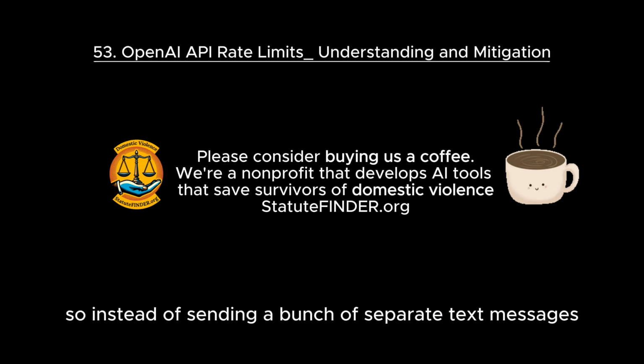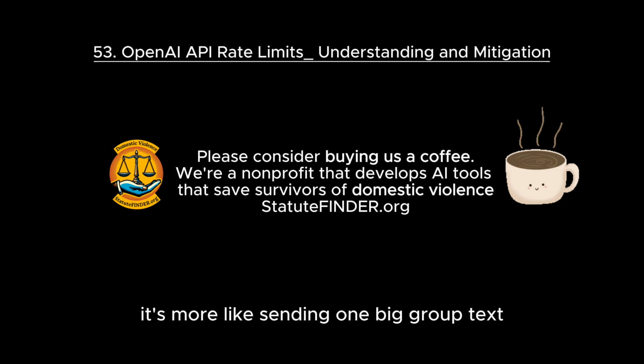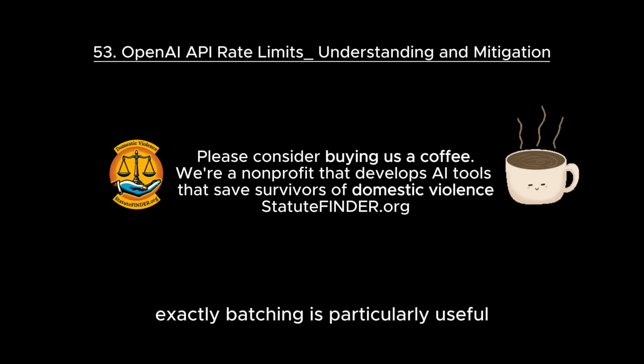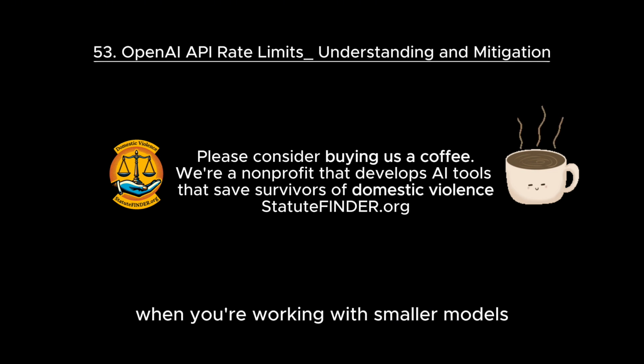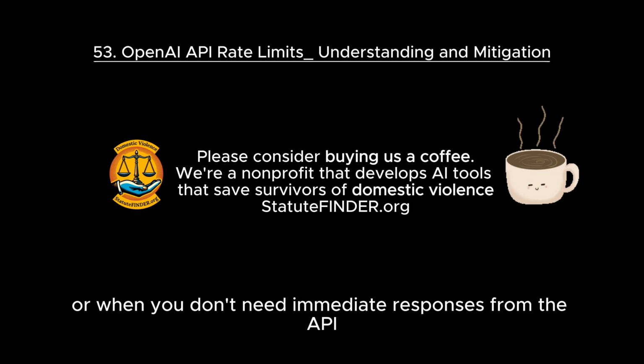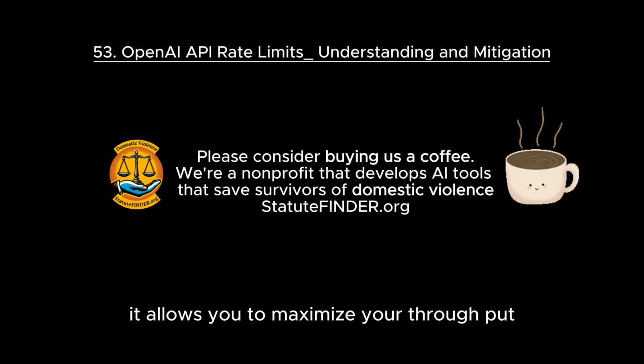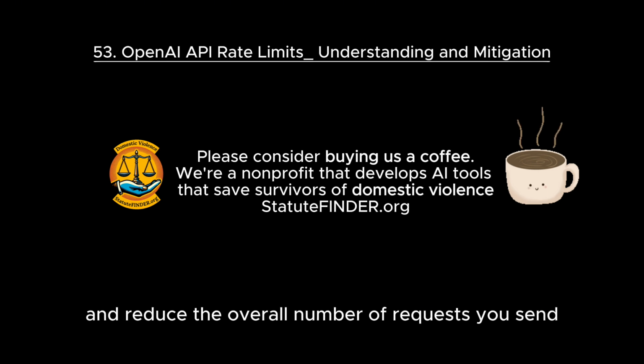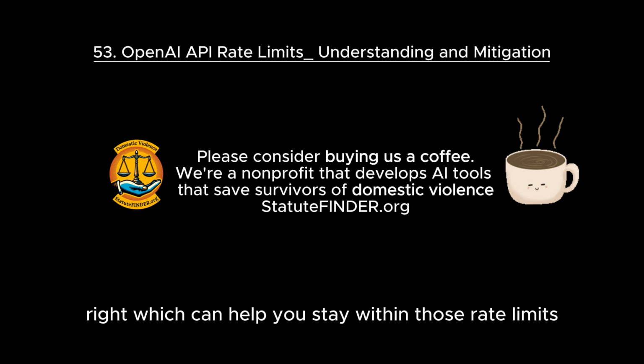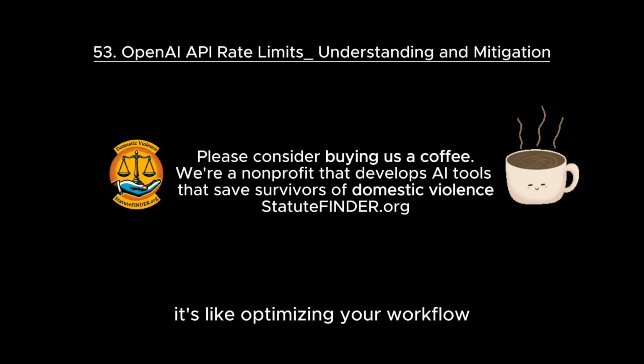So instead of sending a bunch of separate text messages, it's more like sending one big group text. Exactly. Batching is particularly useful when you're working with smaller models or when you don't need immediate responses from the API. It allows you to maximize your throughput and reduce the overall number of requests you send, which can help you stay within those rate limits. That makes perfect sense. It's like optimizing your workflow to get the most out of the API.